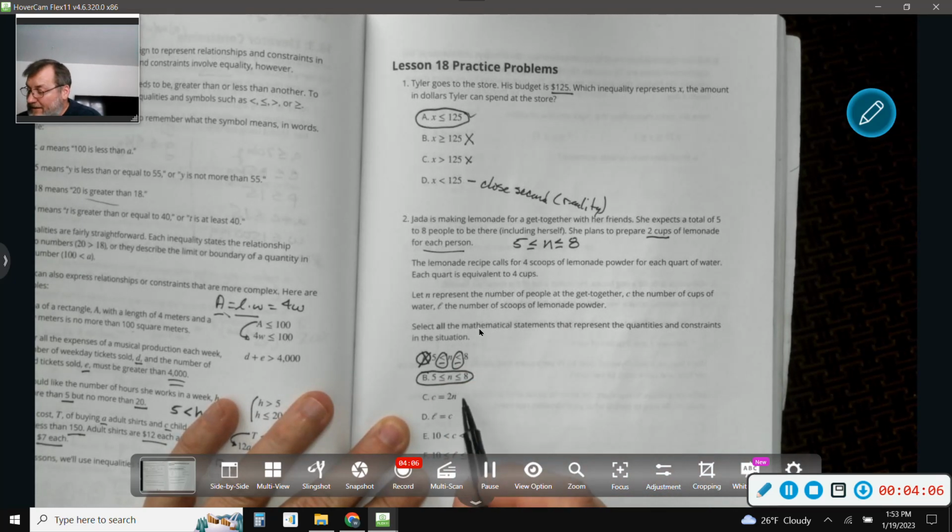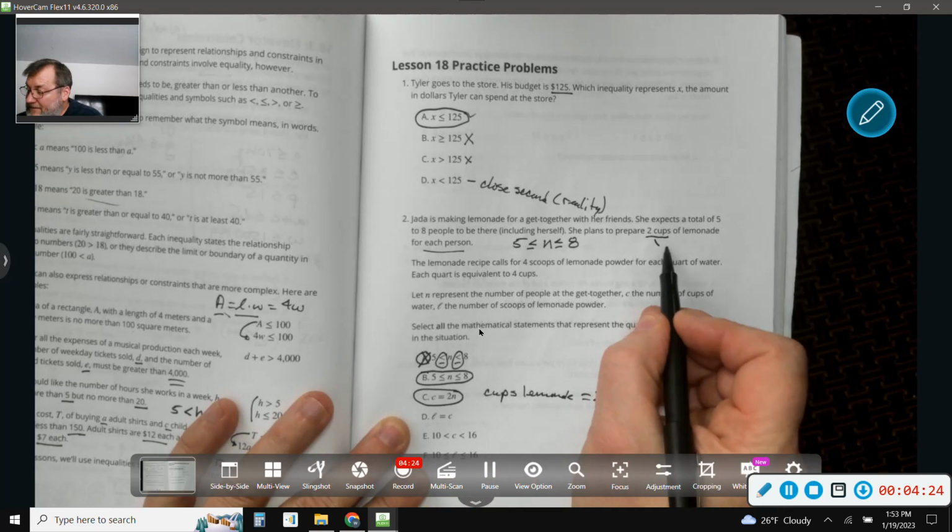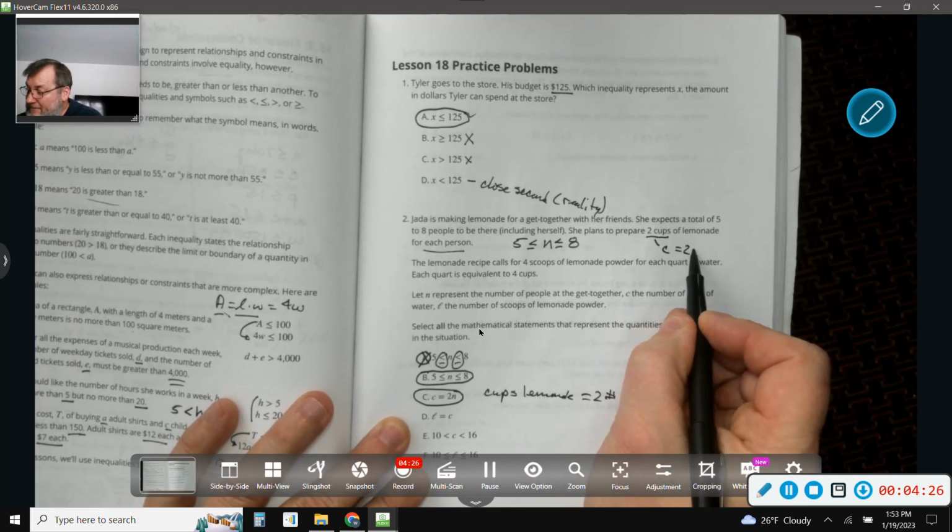So I'm thinking that this one is also right: the number of cups of lemonade is equal to 2 times the number of people showing up. So I'm going to say that C is also pretty good. So I'll say that the cups equals 2 times the number.